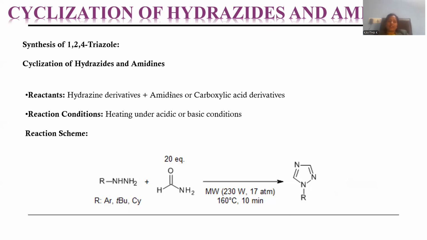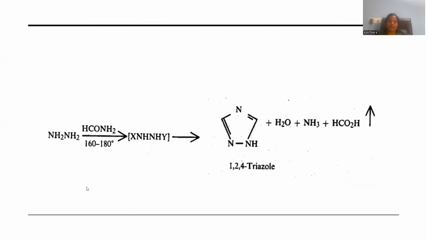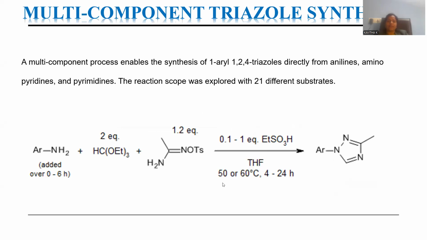This is the way a hydrazine derivative is treated with amidines or carboxylic acid. Either of the compounds goes for this kind of condensation reaction, so that the final product is expected as this triazole. And this is also explained with the schematic representation. Simple hydrazine was taken and treated with formamide at a temperature of 160 to 180 degrees centigrade, and that is able to generate a kind of addition product. Later, it will be transformed into a triazole, leaving water, ammonia, and formic acid as byproducts. Being a condensation reaction, these are the byproducts generated in addition to the triazole formation.